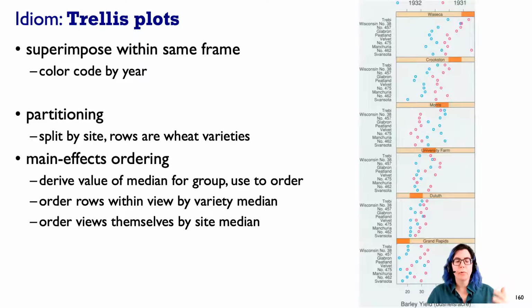And then you can order the rows within the view according to the median of that variety. And so you're ordering the views themselves by the median of the site. You're ordering the rows within the view by the variety. And we're doing that consistently so we can see patterns across the views. And then you can notice an anomaly here where in Morris, it looked like there's possibly some kind of a data problem, or things were very unusual that year, but that's the only year that you have 1932 and 1931 switched left to right compared to the others. So that's a way to notice that, which might be quite difficult to do without having these superimposed and careful partitioning.